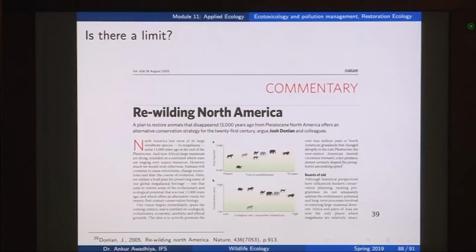So, they said that in the other continents we have all these different animals, and we had these large megafauna even in North America in the very old times, but then when human beings came into the system they killed off all of these. So, now let us bring everything back into the system.